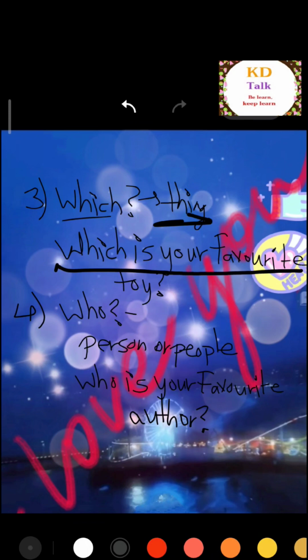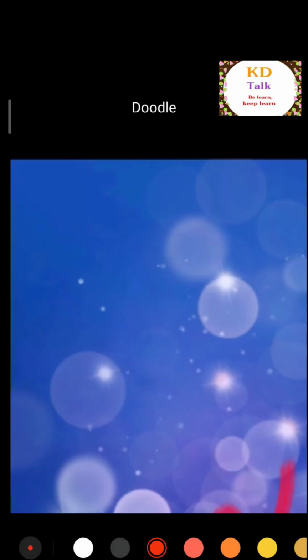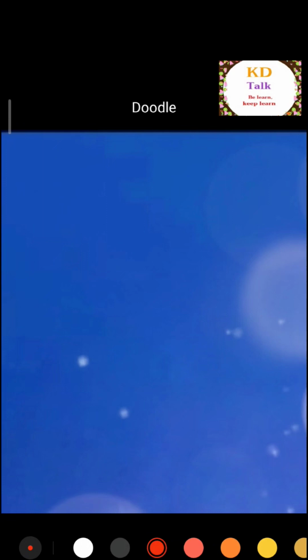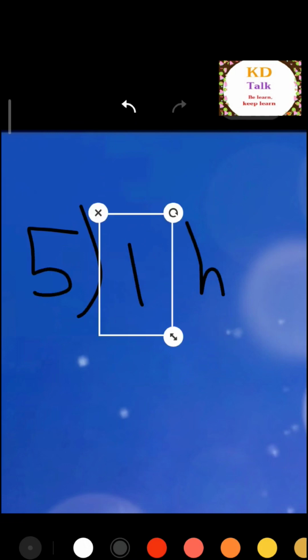Which is used to ask about a thing, for example, which is your favorite toy. Who is used to ask about the person or people: who is your favorite author. So from this you understand the WH questions. First is which, used to ask about things. Who is used to ask about the person or people. And where is used to ask about the place.